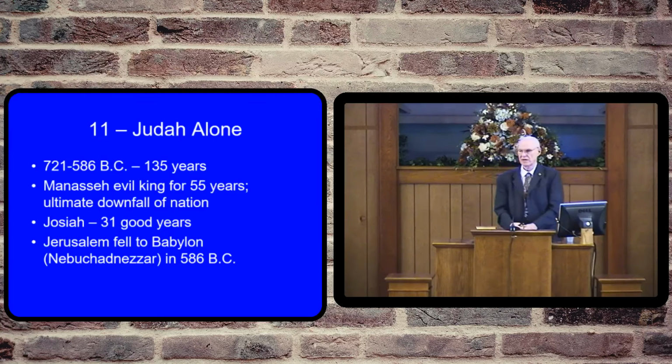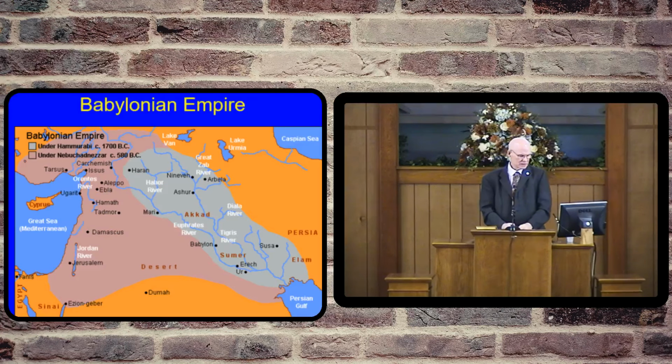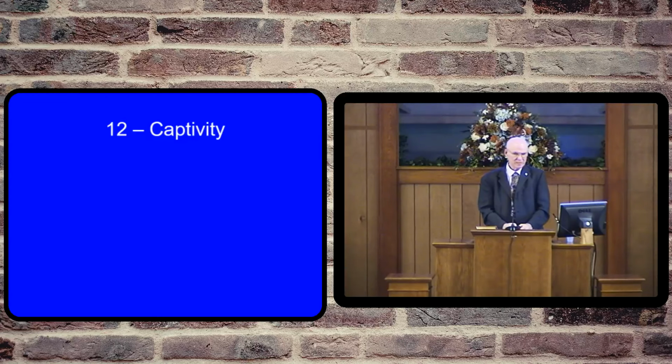Finally, Jerusalem fell because of the wickedness there and the idolatry in the south. Jerusalem fell to Babylon, King Nebuchadnezzar, in 586 BC. And now the nation of Judah has gone into captivity. However, unlike the northern kingdom of Israel, Judah will return. God promises that to them. Taken into Babylonian captivity, the big Babylonian empire, the main empire of the known world at that time. So we have period number 12, the period of the captivity.